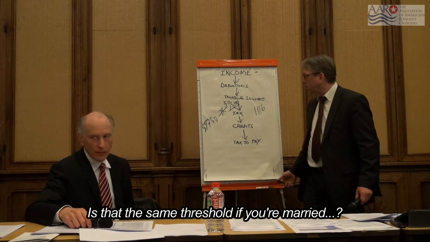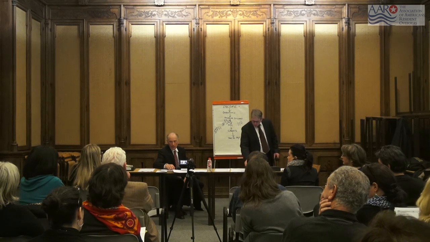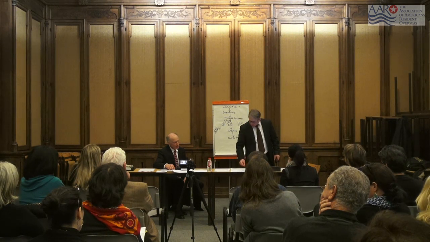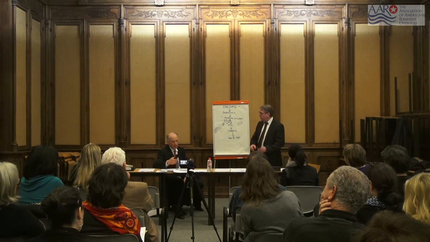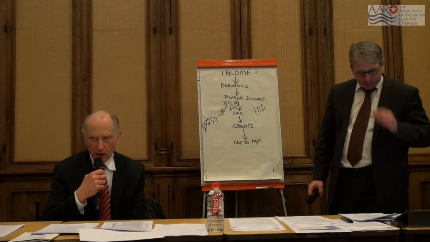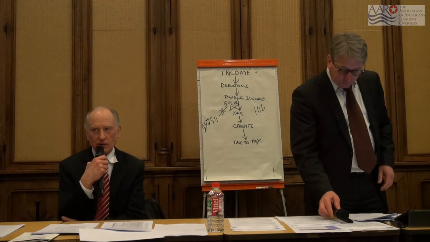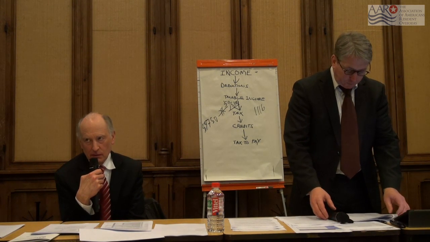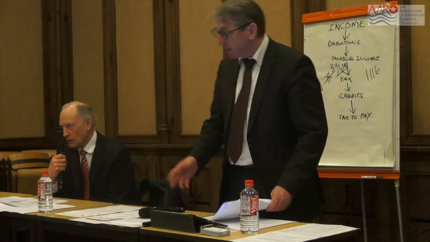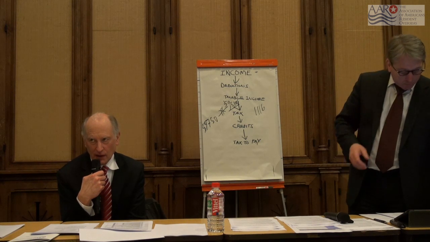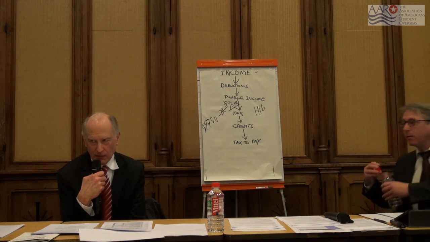Is that the same threshold if you're married, filing jointly? No, each individual is entitled. Yeah, when you're dealing with work income and the foreign earned income exclusion, it's personal to you. So it's basically for a couple, it would be. If your husband is an American citizen working over here, he's not. Well, you're probably filing a separate return then.